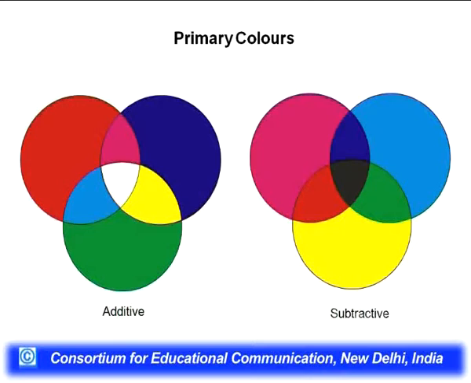Same way, if you combine the primary colors of pigment, say magenta combined with cyan, you produce a secondary color, and that secondary color is blue. Blue is a primary color of light. Cyan and yellow combined produce a secondary color, which is green. Green is a primary color of light. And yellow and magenta, you combine, you produce the secondary color, which is red.